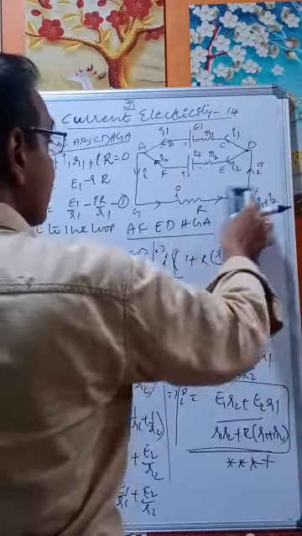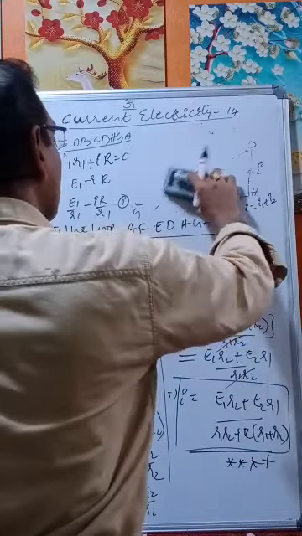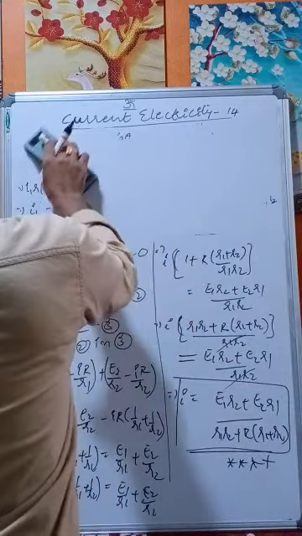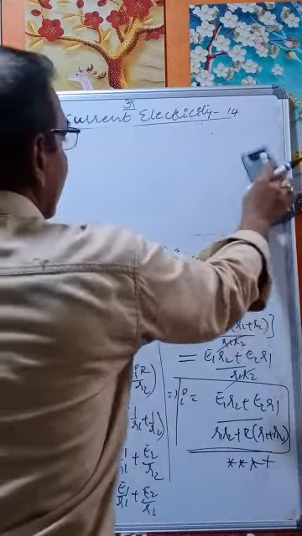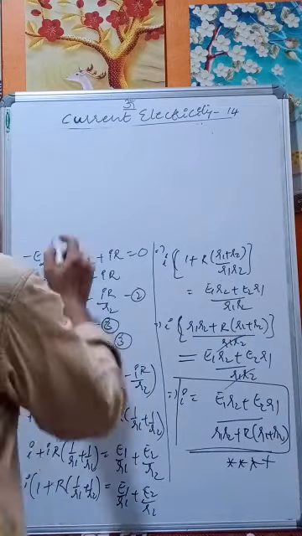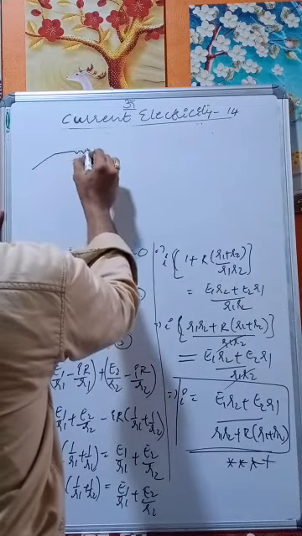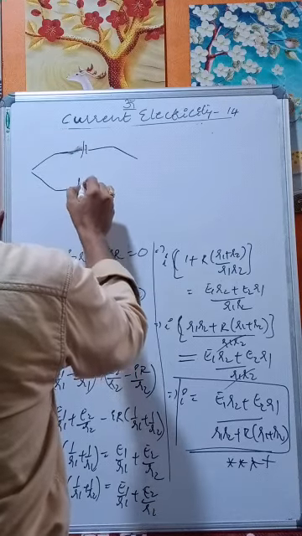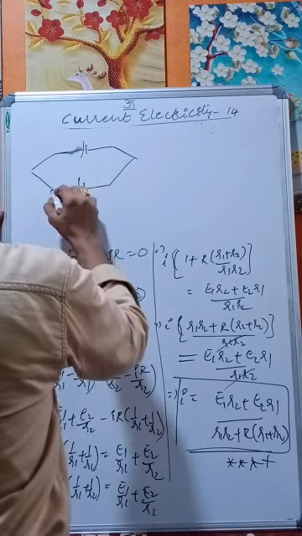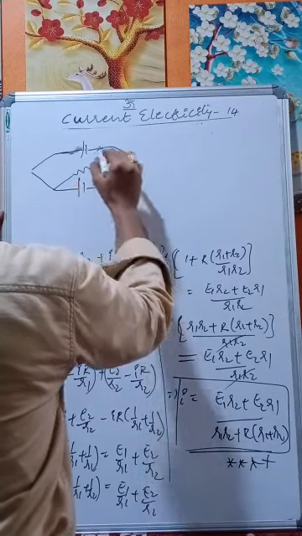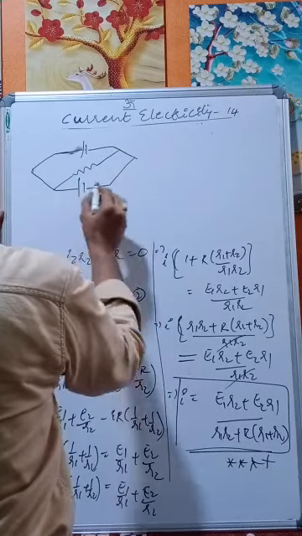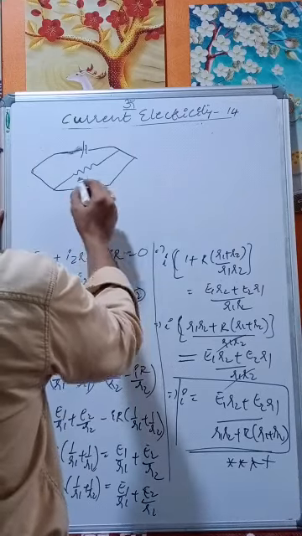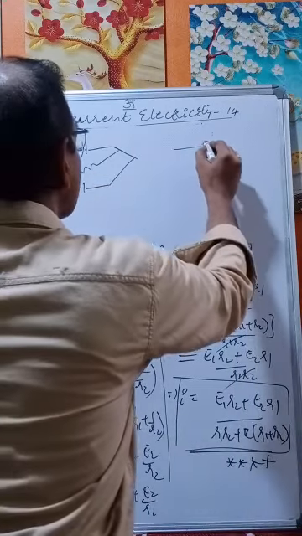Sometimes the circuit will be like this. This circuit is changed like this. To confuse the students, the circuit may be changed like this. Sometimes it may be given like this. Now what is the current? We are asked to find the current. The circuit is like this, no?